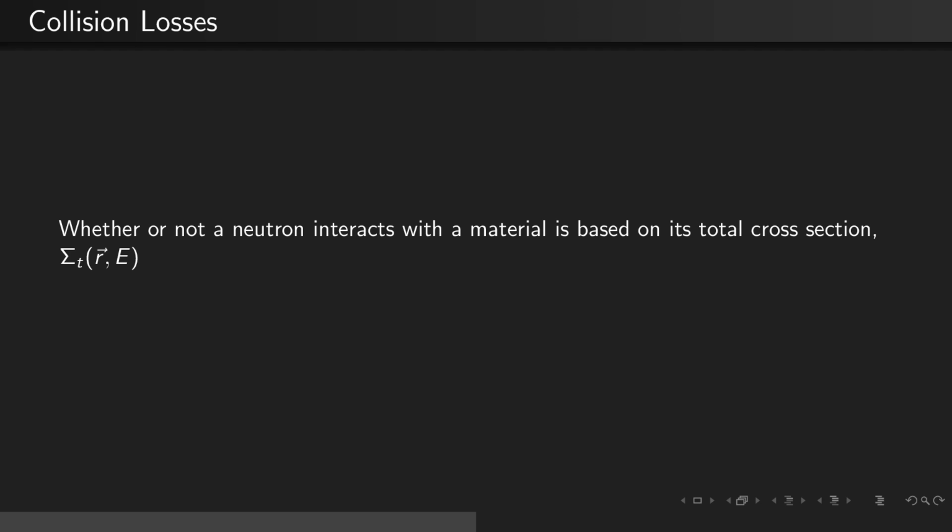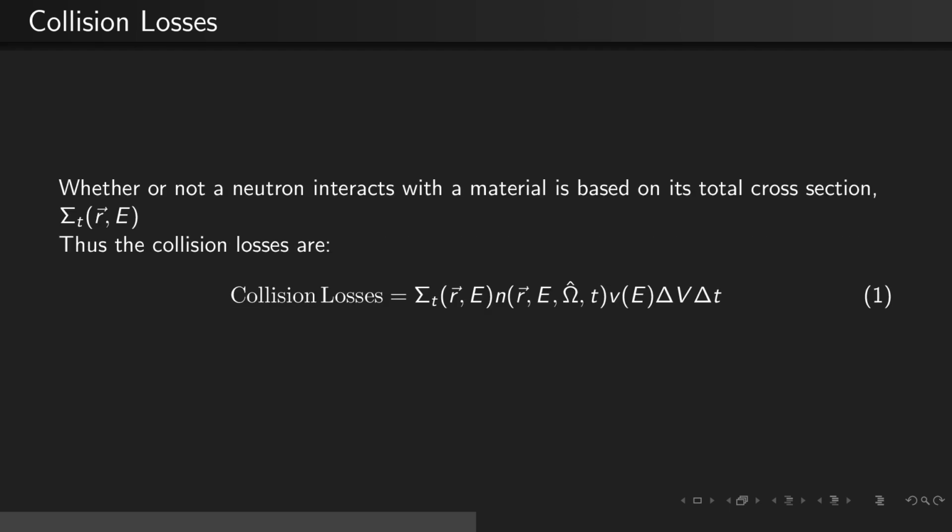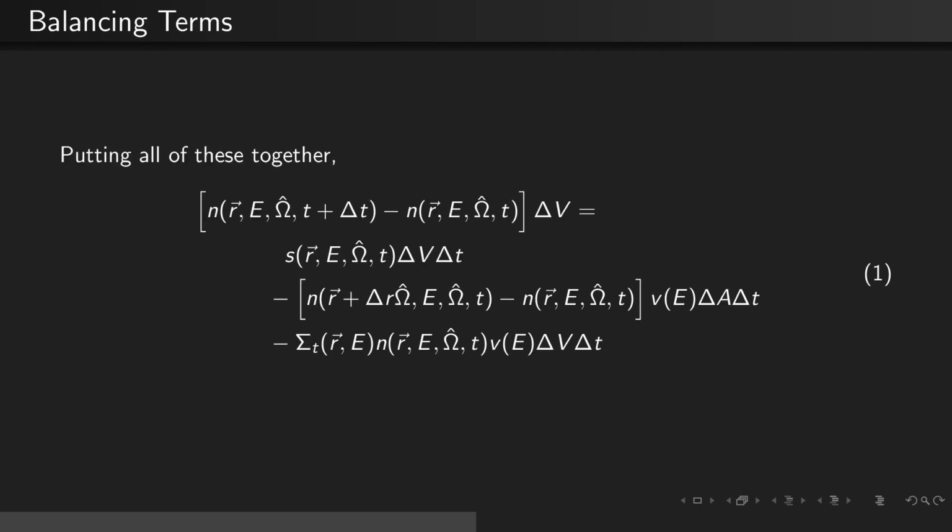Whether or not a neutron interacts with the material is based on its total cross-section. Therefore, the collision losses are the total cross-section multiplied by the neutron number density times the velocity times the volume element times the time period. Putting all of this together, we see that the change in the neutron number density is equal to the source term minus our two loss terms.